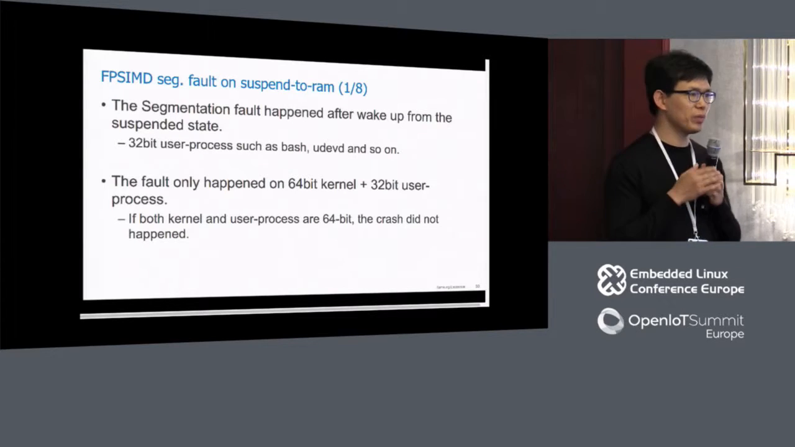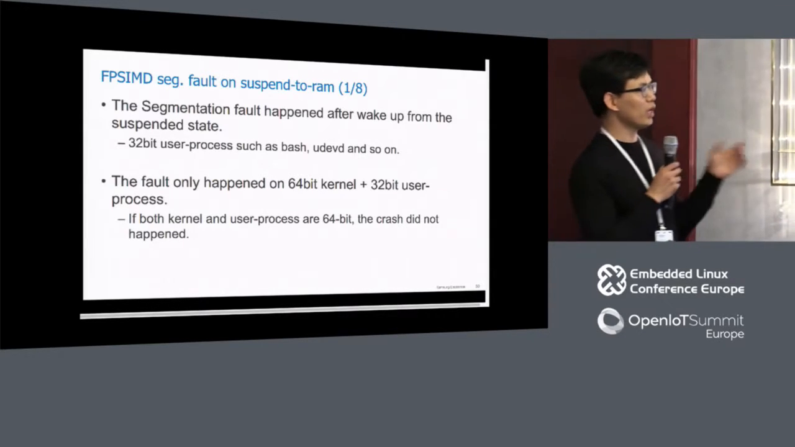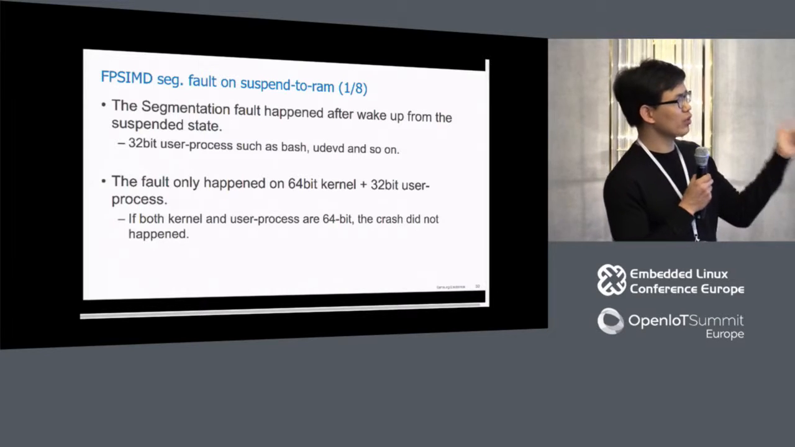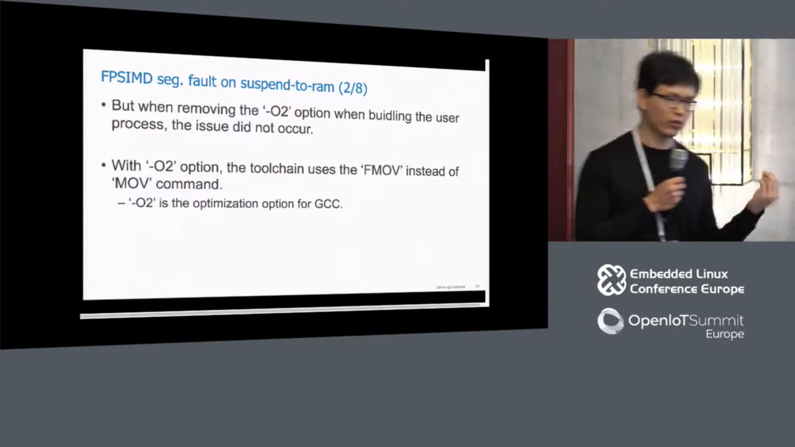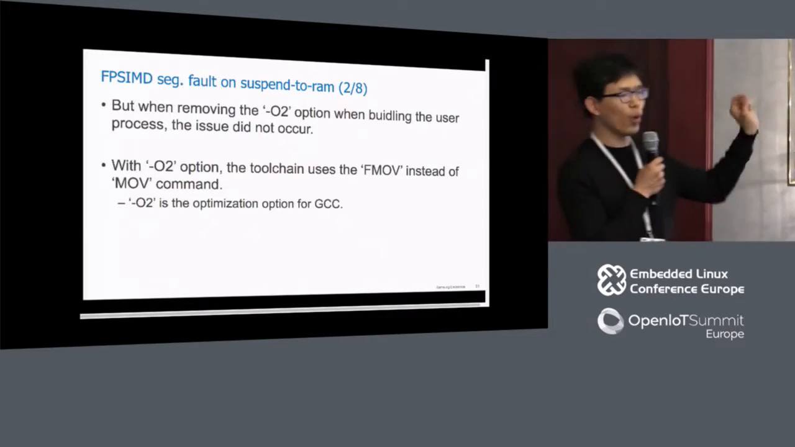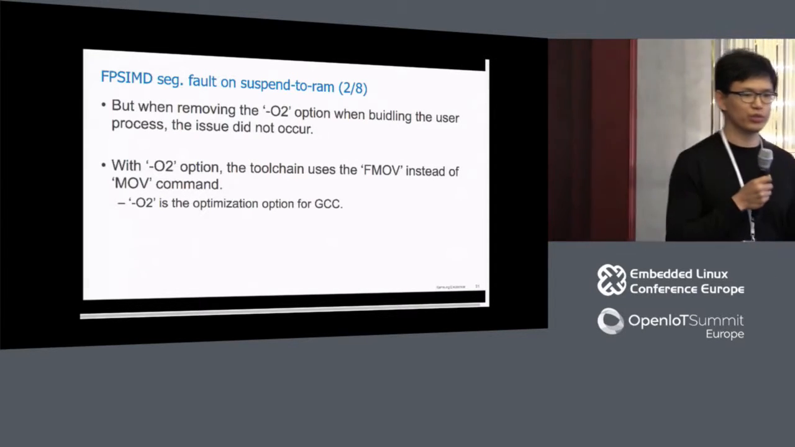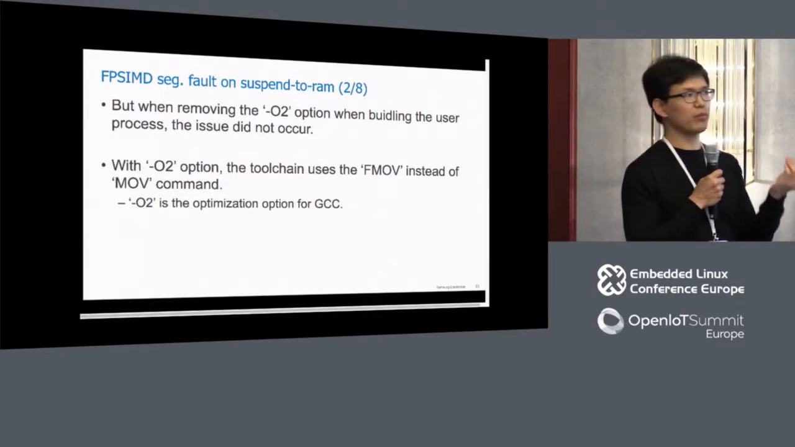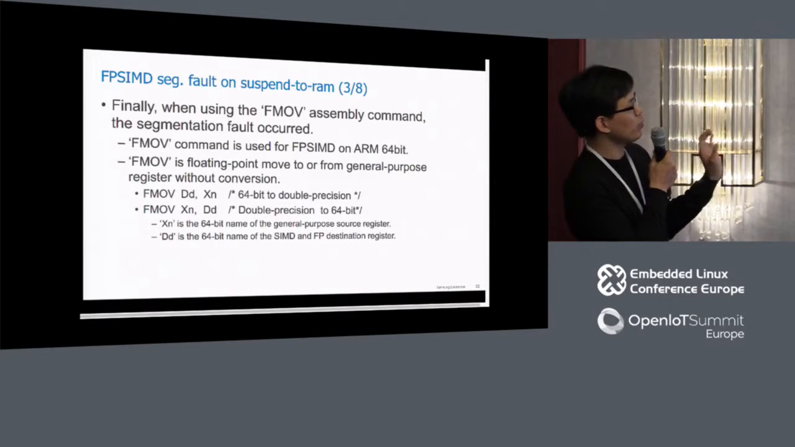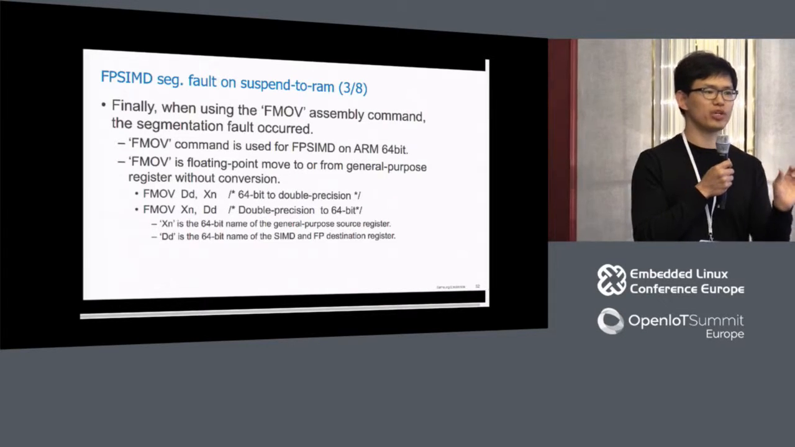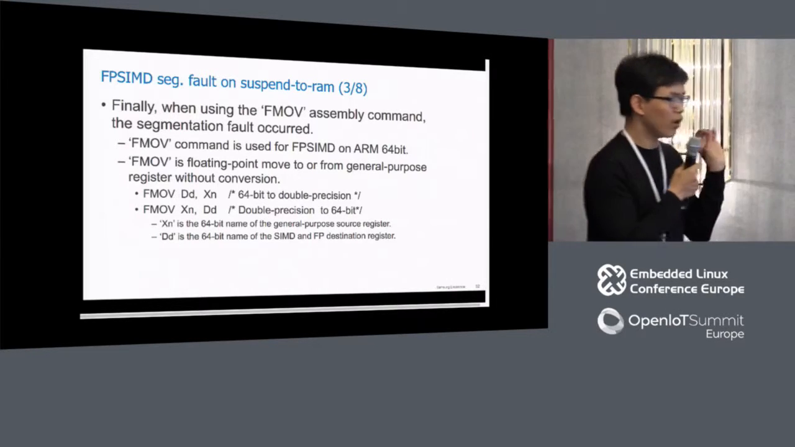When I was developing the TM2, the segmentation fault happened after wake up, when the CPU woke up from the suspend state. But this fault only happens with the 64-bit kernel plus a 32-bit user process, such as udev or a Weston user process. So I tried to find the cause. When we remove the auto options, there are no issues. If we use the auto options, the toolchain uses the fmov assembly command instead of the mov command. The fmov is the floating point command, used for the FPSIMD features on ARM 64-bit.